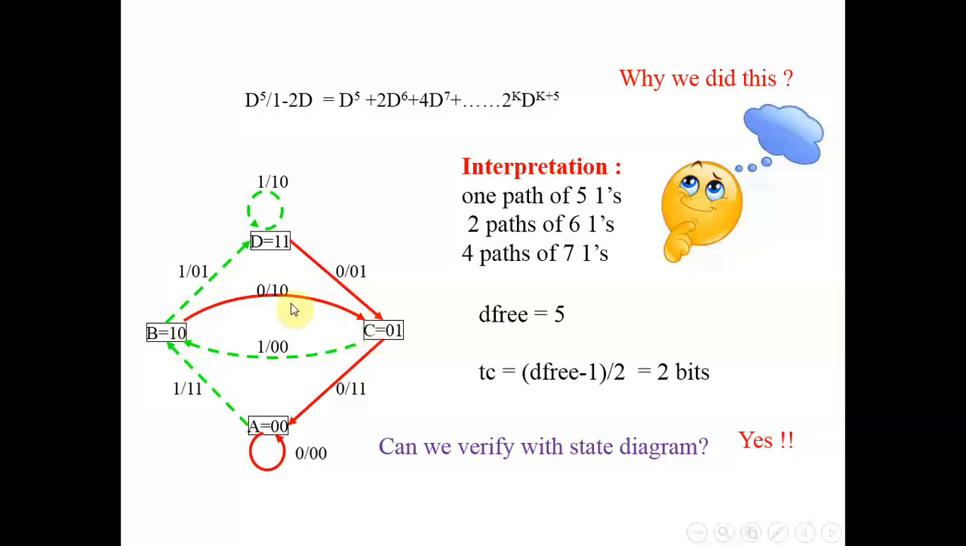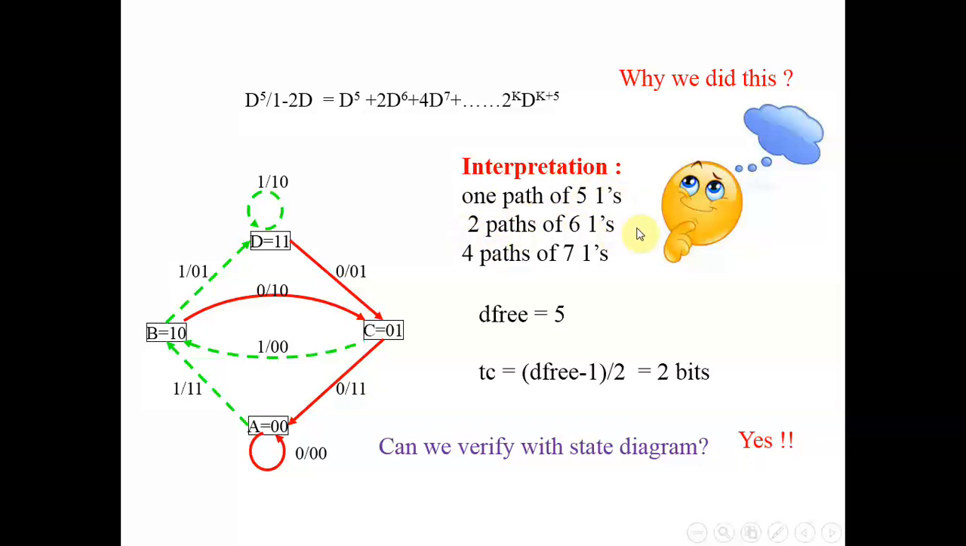From B to C, 1, so 2 plus 1 is 3, and from C to A, 3 plus 2 is 5. Is there any other path which will give you 5 ones? No. So if I go from A to B, 2 ones, B to C 1, C to A 2, so total number of ones is 5. So it is one path of 5 ones.